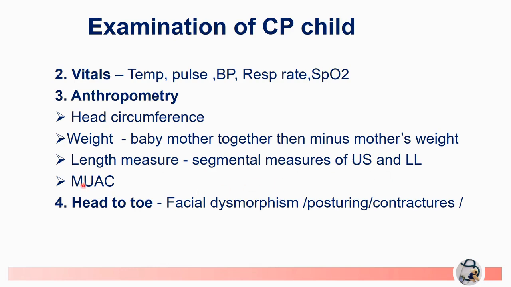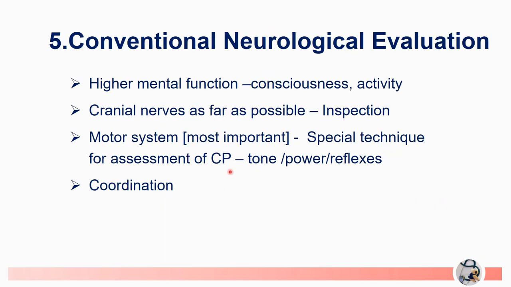Then take the mid-upper arm circumference for 6 month to 5 year old children to assess the nutritional status. Then you do the head to toe examination as you do for other children, and here facial dysmorphism is very, very important. Posturing and contractures you should keep in mind when you are doing the head to toe examination, and general skin survey is always important. After that we go with the neurological examination. This will not be the conventional neurological examination, because nervous system examination is totally different for the cerebral palsy child.